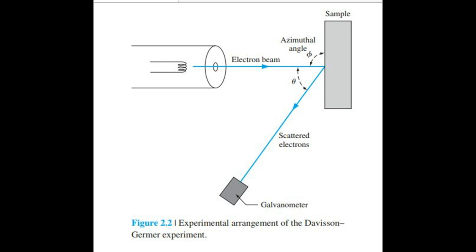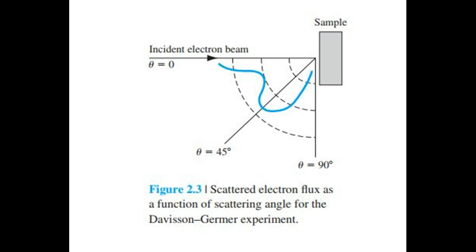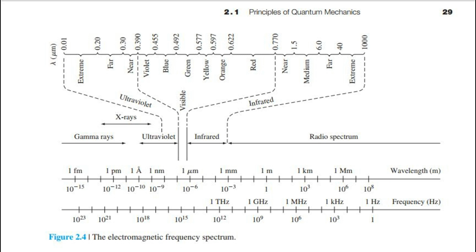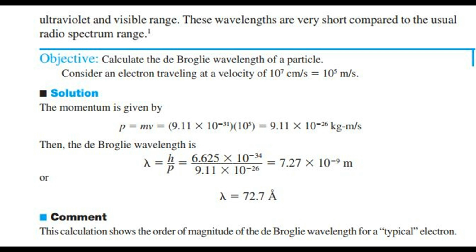Figure 2.2 Experimental arrangement of the Davisson-Germer experiment. Figure 2.3 Scattered electron flux as a function of scattering angle for the Davisson-Germer experiment. Figure 2.4 The electromagnetic frequency spectrum. These wavelengths are very short compared to the usual radio spectrum range.